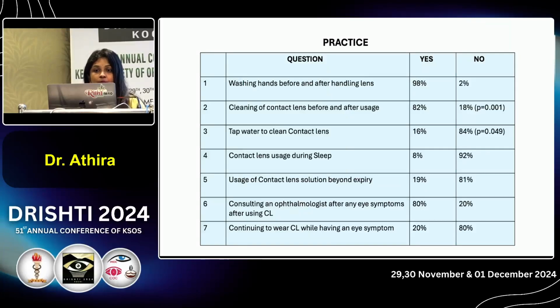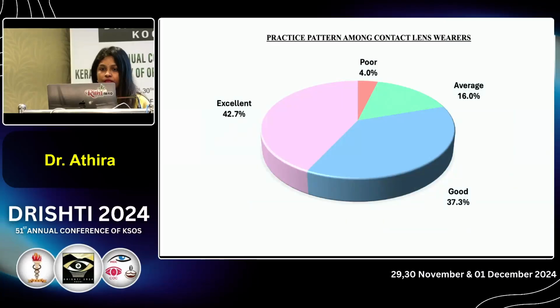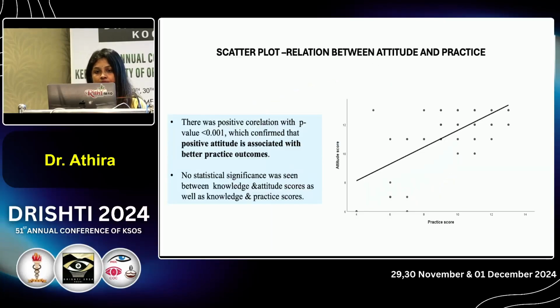Upon assessing the practice, 98% were washing hands before and after handling lenses, 82% were cleaning lenses before and after usage, 16% had used tap water to clean the lenses at least once, 8% were using lenses during sleep, and 19% were using contact lens solution beyond expiry. Overall practice pattern was excellent in 42%, good in 37%, average in 16%, and poor in 4%.